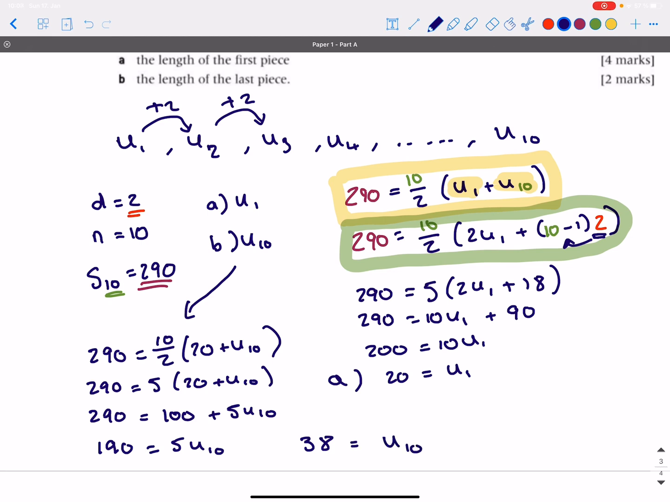Just to be clear, there's actually quite a lot of ways you could have worked out that answer. You could have just used the u10 formula instead. You could have added on 2 9 times, although that would have taken a while. So there's a few different ways you can do that, but as long as you got to the answer 38 in the end, it doesn't really matter.